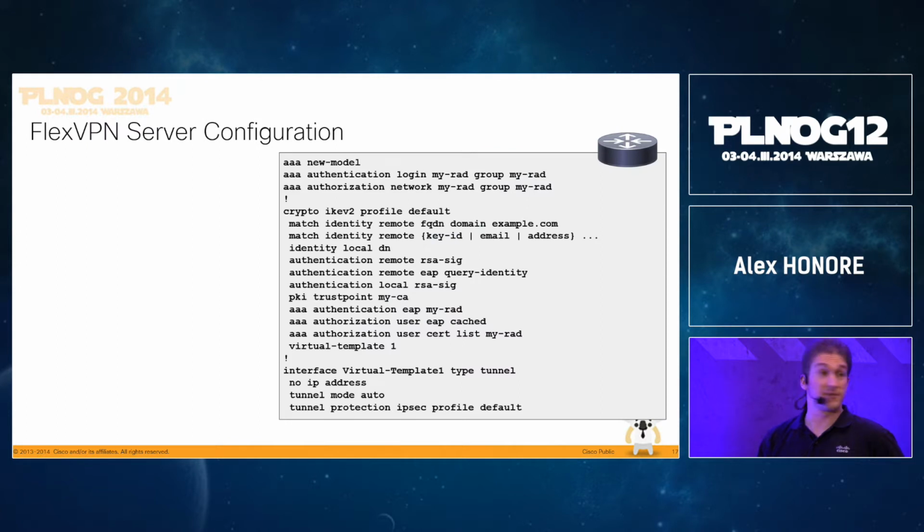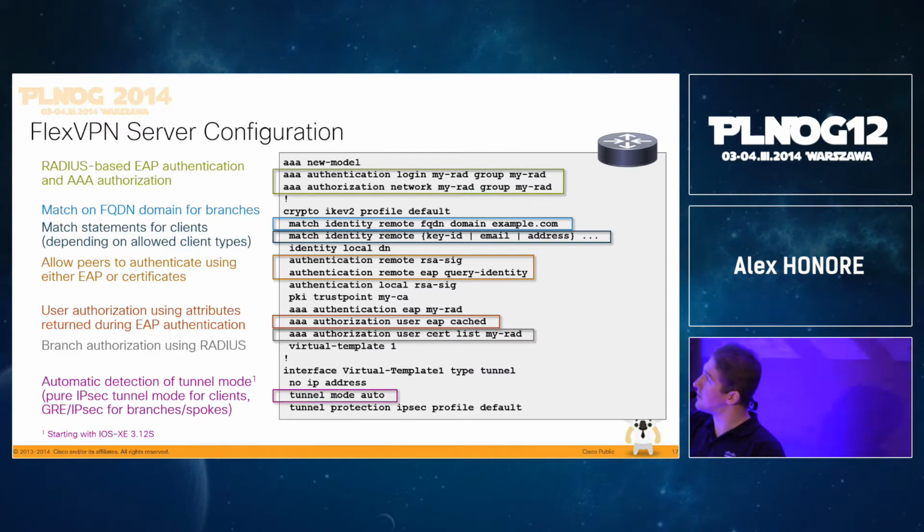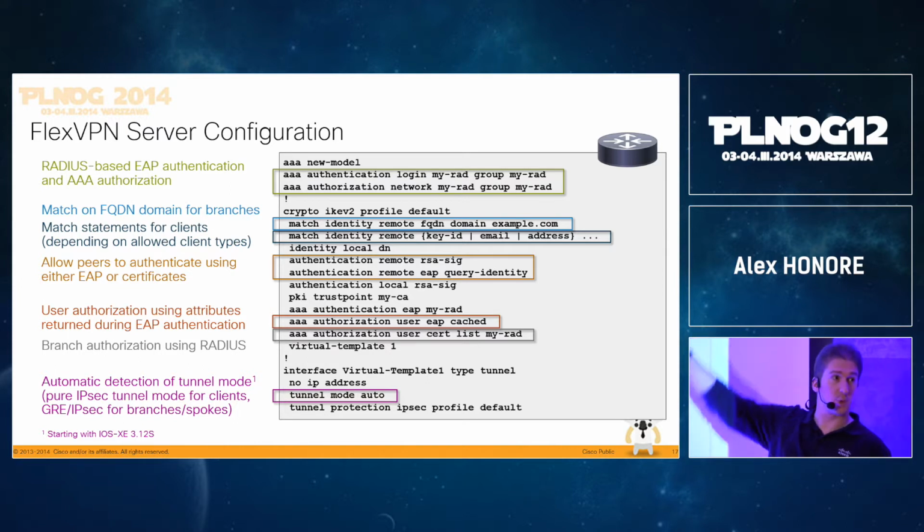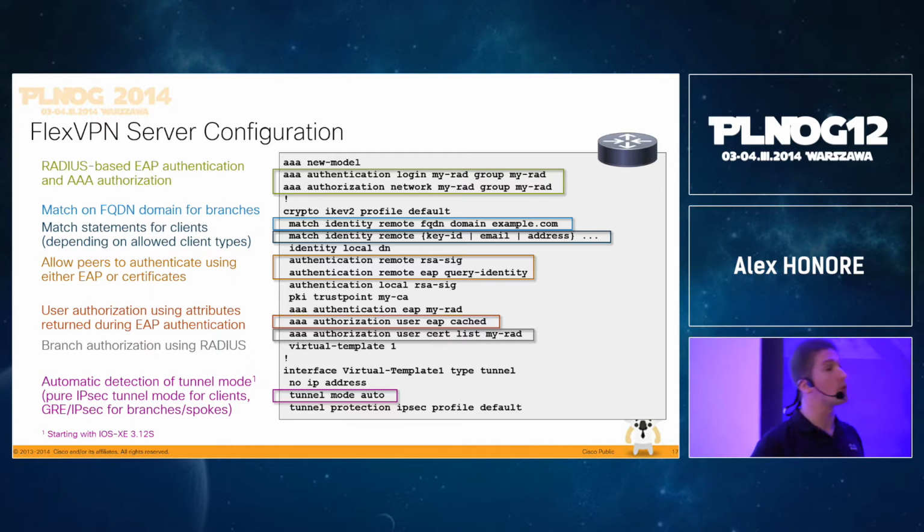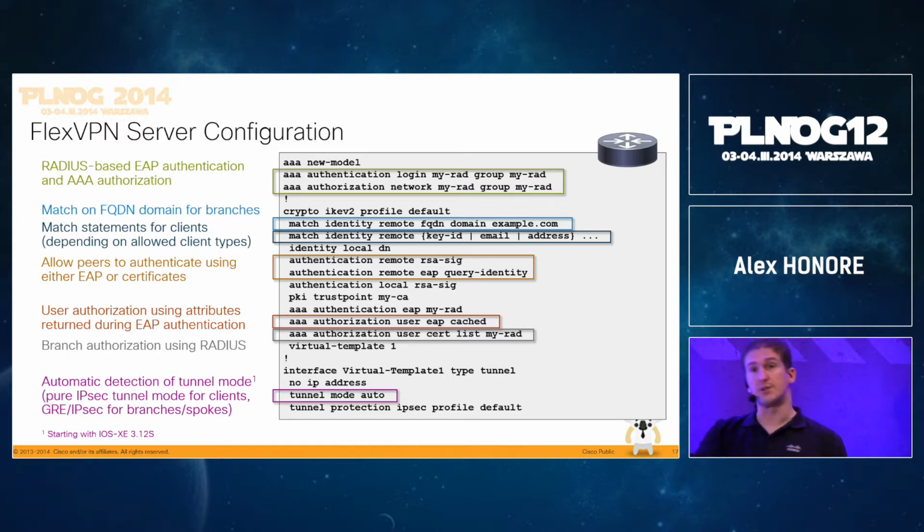And surprise, the config is actually really short. It's very short. I have a single profile. I've got two AAA statements, one for authentication to EAP. I have a single AAA server. One for the RADIUS authorization. EAP is going to be used for my clients. RADIUS authorization will be used for my branches.